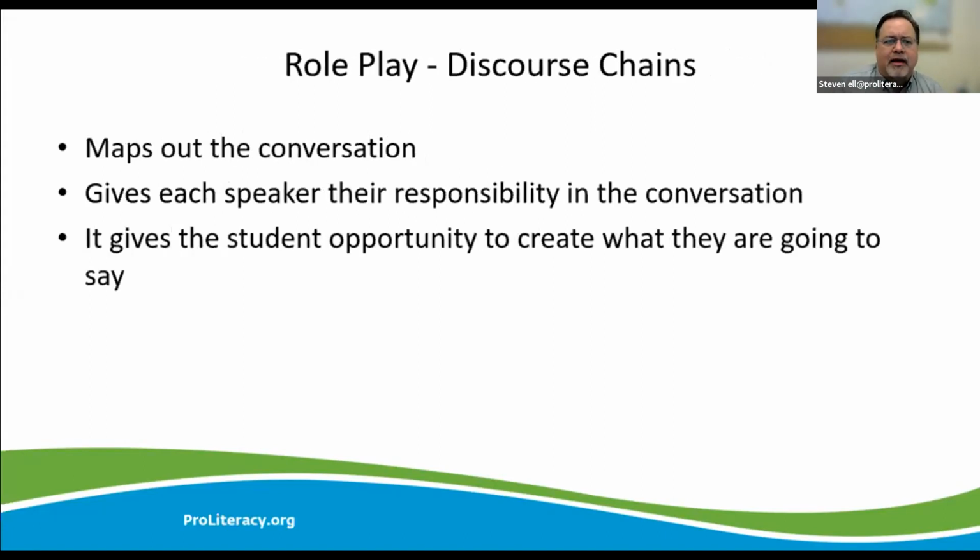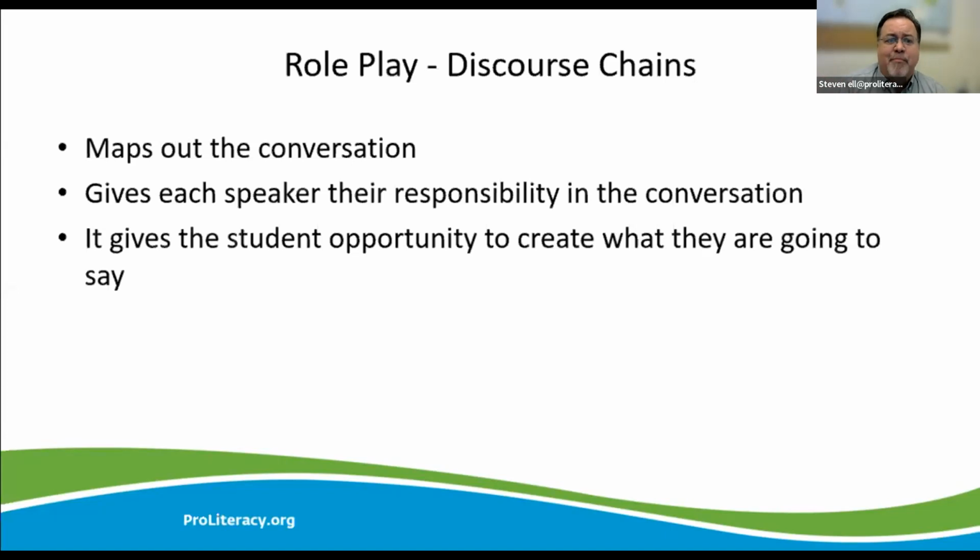With a role play, in this case, the first type of scenario I want to look at is called a discourse chain. What you do as the teacher is you're either going to map out the conversation or you're going to help the students map out their conversation. And then each of the speakers is given a responsibility in that conversation. The student creates exactly what they're going to say, but the conversation is kind of mapped out: one person speaks about this, the second person speaks on this.